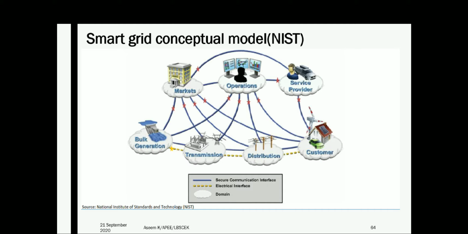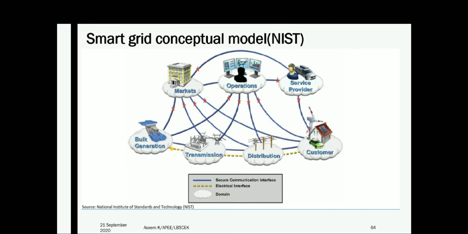the main stakeholders or main components of this architecture: market, operations, service provider, customer, distribution level, transmission, bulk generation, etc. And what are the functions of each of these components we will discuss later. You can notice that there will be a two-way communication between every component in the smart grid.